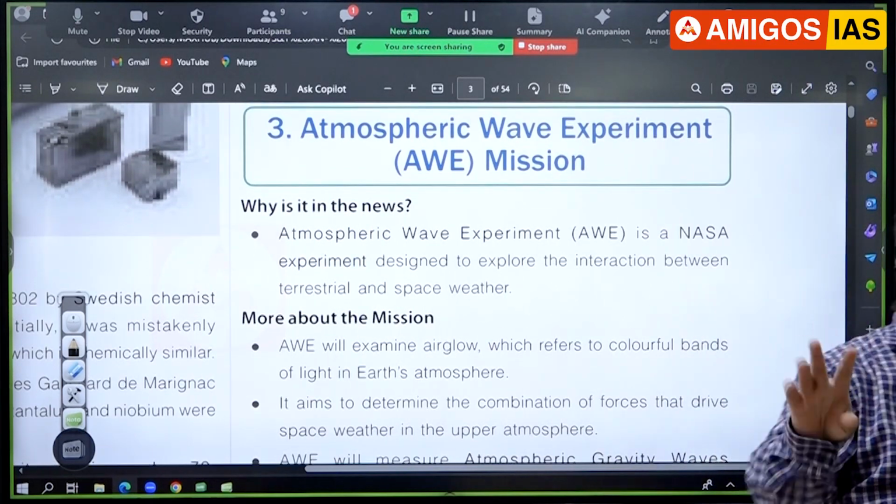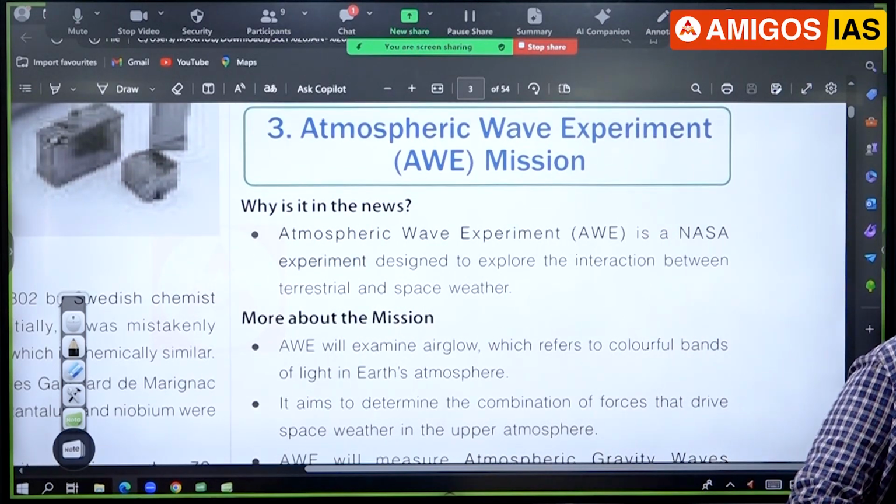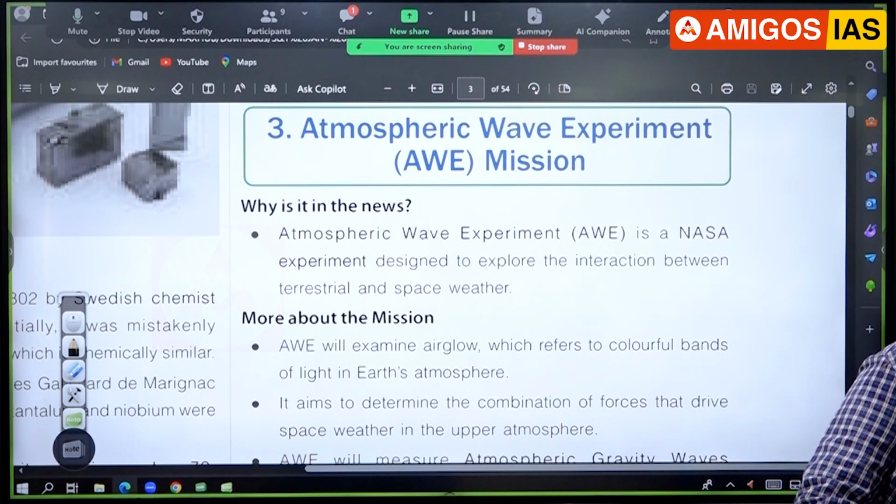See, for writing I can use the normal kind of thing there, but for explanation I can use this one. Atmospheric wave experiment is another NASA mission there. American Space Agency, NASA's mission, atmospheric wave experiment. Now let me explain here. Sometimes NASA may use satellite system to study atmosphere. It's basically about atmosphere system there. And you know that you have read about in geography something called aurora.